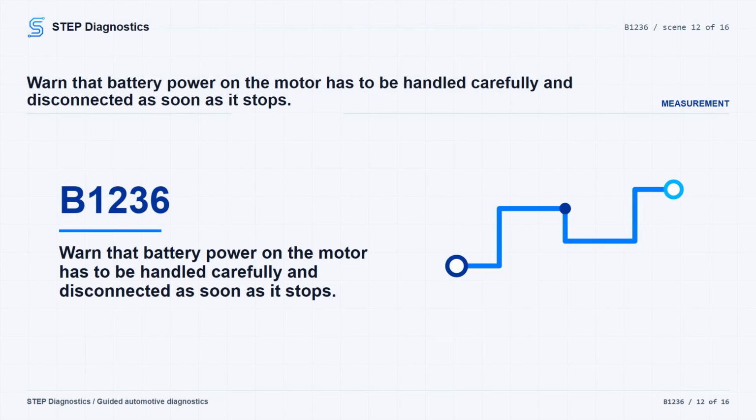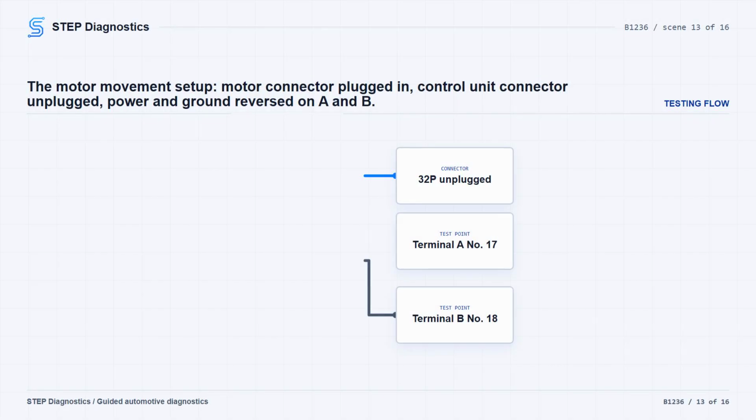For the final circuit check, reconnect the passenger's air mix control motor 7P connector while leaving the climate control unit 32P connector disconnected. Connect battery power and ground to terminals A and B, then reverse the connections. Terminal A is climate control unit 32P connector no. 17 LT GRN. Terminal B is climate control unit 32P connector no. 18 BLU. Be careful here. Incorrectly applying power and ground to the motor will damage it. Follow the terminal directions carefully, and when the motor stops running, disconnect battery power immediately.